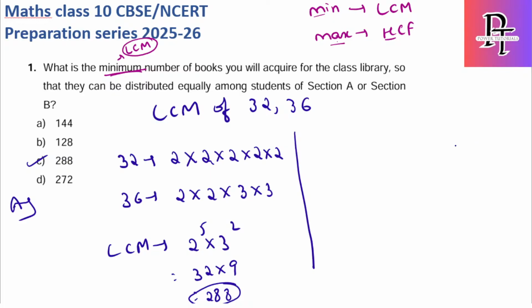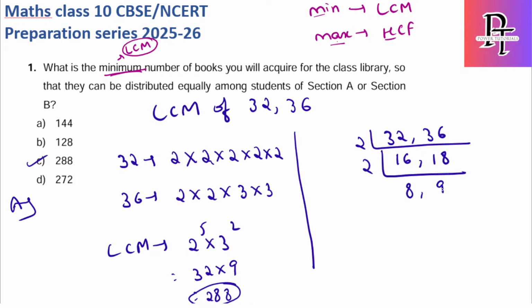So what about the division method? I will explain. For division you have to write it this way: 32, 36 divided by 2. 2 16s are 32, 2 18s are 36. Again by 2: 2 8s are 16, 2 9s are 18. Again by 2, but 9 stays as 9 itself because we cannot divide 9 by 2. So 2 4s are 8, 9. Again 2 2s are 4, 9.